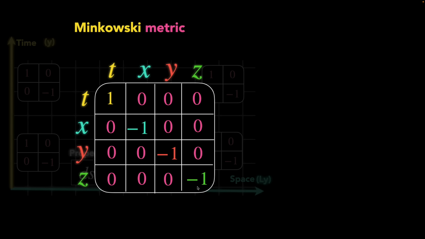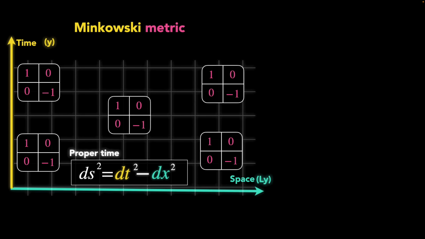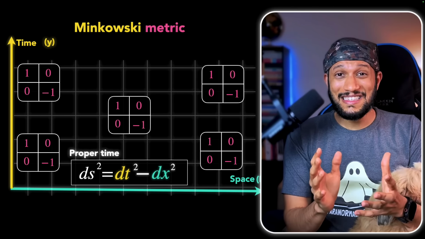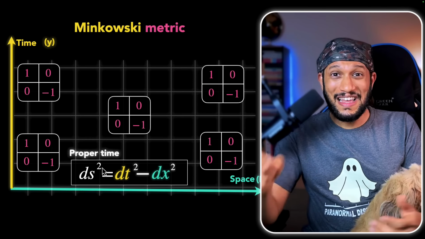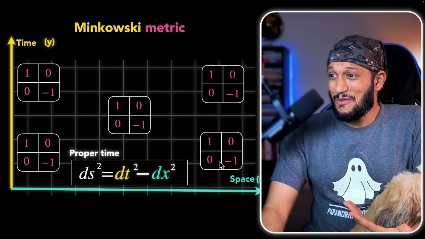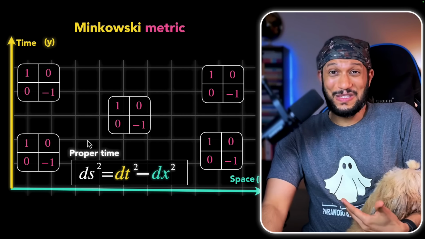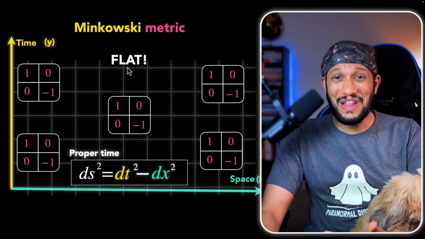And again, the minus sign captures how space behaves differently than time. And yes, you can make the time negative and space positive. It doesn't matter. It's just a convention. But the point is, just like before, when you had a constant metric, we said the space is flat. Now, because we have a constant metric, we can say the space-time is flat.